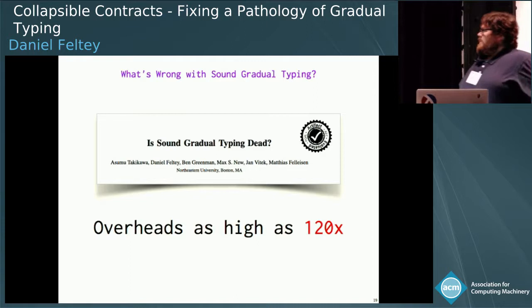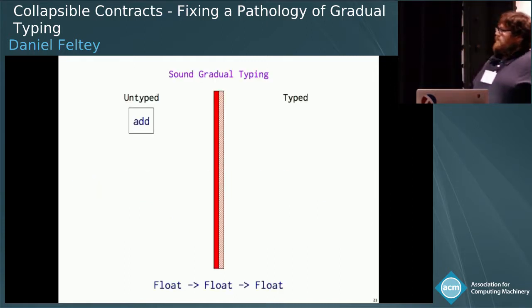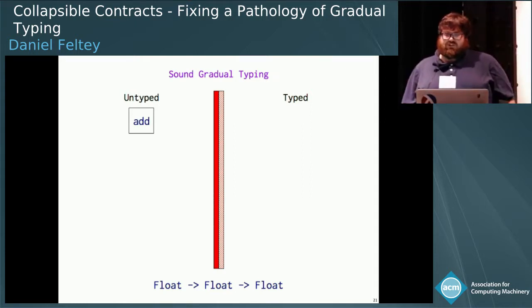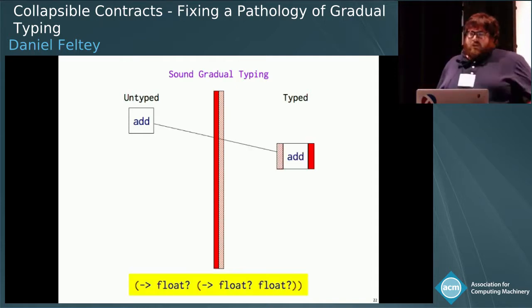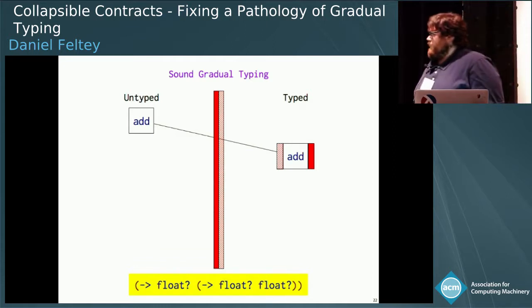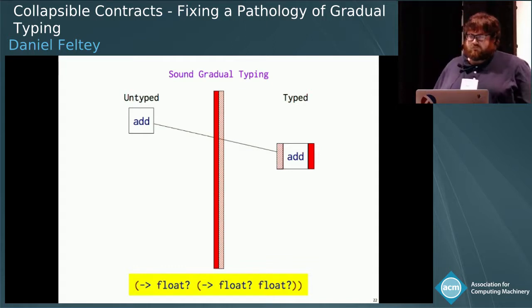So let's take a little bit deeper look at what the problem is. Now let's suppose we have an untyped add function and we want to pass it to some typed module, again with the same type, float to float to float. When it goes from the untyped module into the typed code, the type has to be converted to a contract that's going to protect uses of add. So it'll be converted into this contract that will just check the float predicate every time it's called.